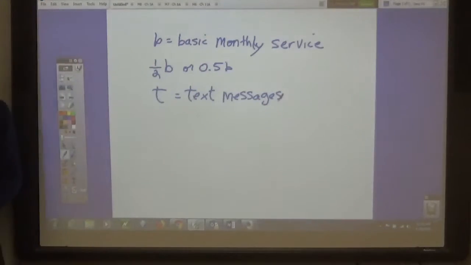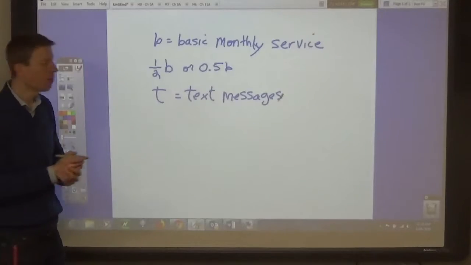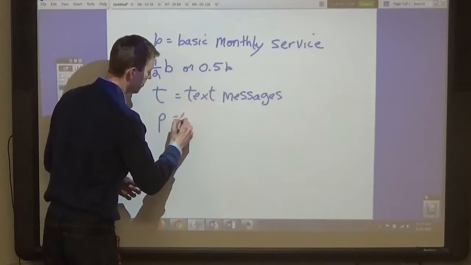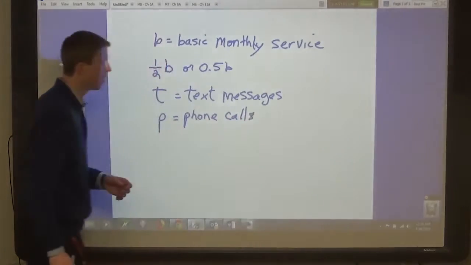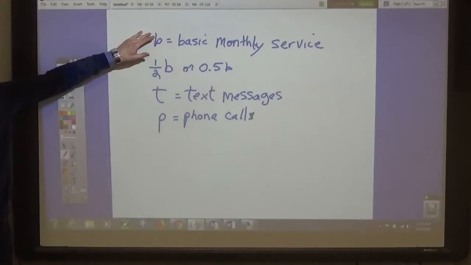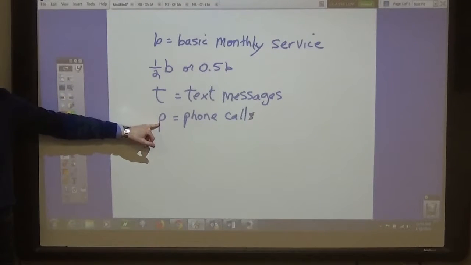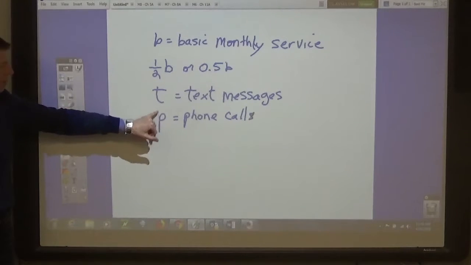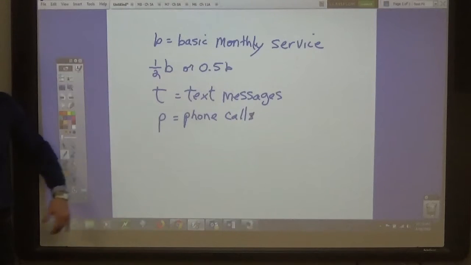Okay? And it says the cost of phone calls. What letter should we use for phone calls? P. Yeah. Now, what we're doing here is a process called defining the variables. We're defining what these letters mean. And then we need to write an expression for the charges.